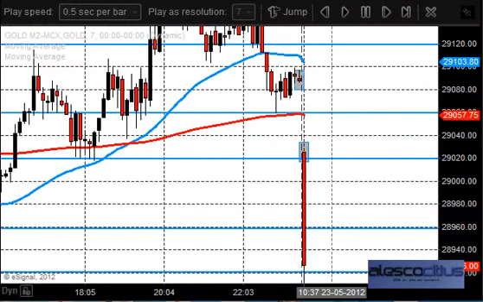Good morning. In this presentation we are going to see how we can trade in MCX Gold today. Before looking into that, let us see what happened yesterday and what we expected yesterday.